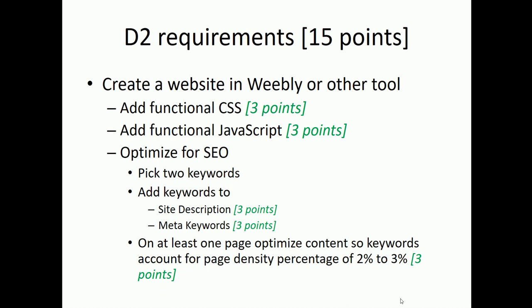We'll add the keywords to our site description and get 3 points for that. Add it to our meta keywords, get 3 points for that. And on at least one page, optimize our content so the keywords account for the page density percentage between 2 and 3%. If we successfully do that, we will get 3 points. And hopefully that adds up to 15 points.